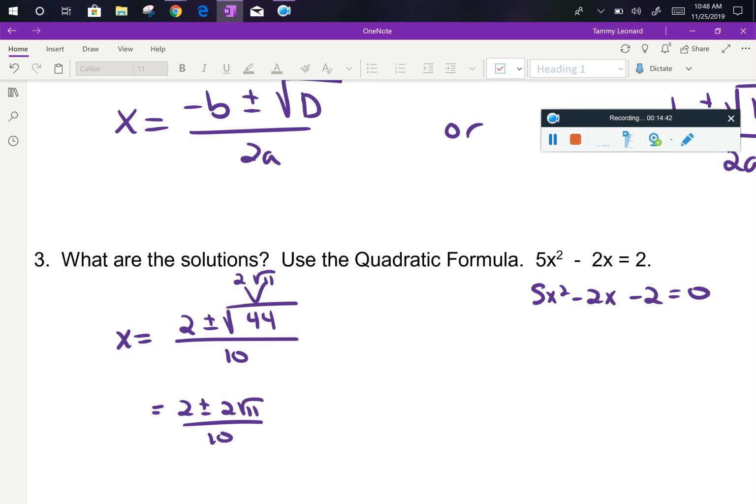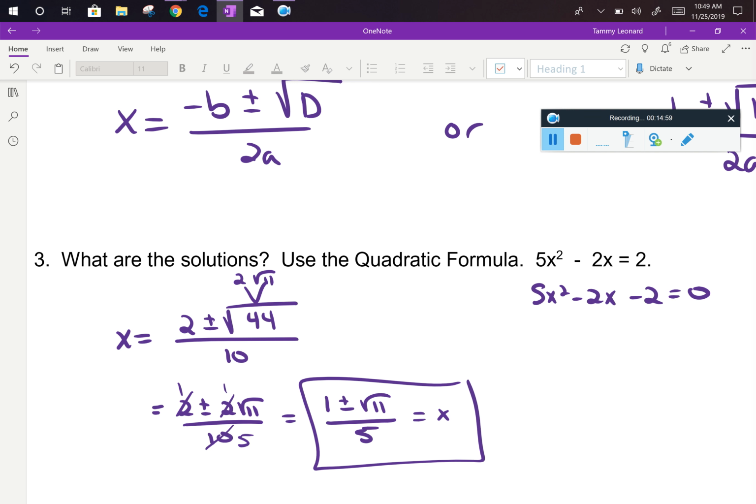Now I can reduce the fraction, because 2 divided by 2 is 1, 2 divided by 2 is 1, 10 divided by 2 is 5. I can only reduce the fraction if I can reduce it in all of the places. So x is equal to these two numbers, right? One of the numbers is 1 plus root 11 over 5. The other number is 1 minus root 11 over 5.